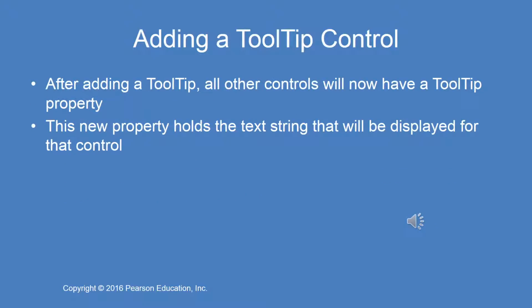Once you have the tooltip control in the component tray, all the controls will now have a property for a tooltip. This new property holds the text string that's displayed for that control. So you're going to have to go back and click on the button or other control that you want to add a tooltip to, and you'll see that it now has, I believe it's under Miscellaneous, a tooltip property to add the text that appears when you hover over that control.